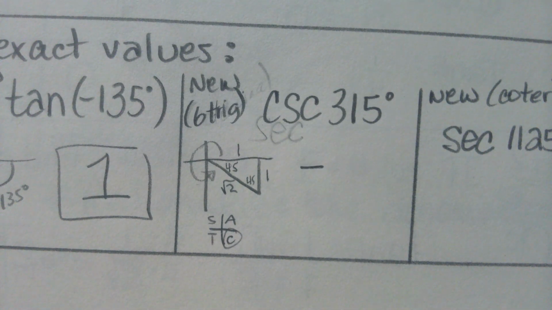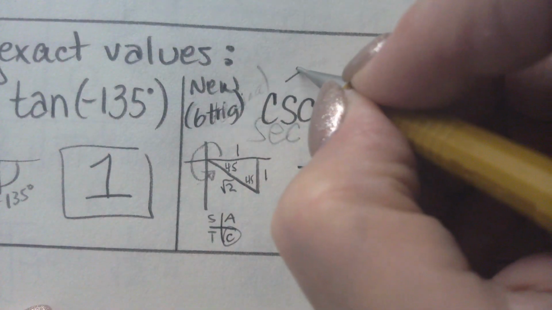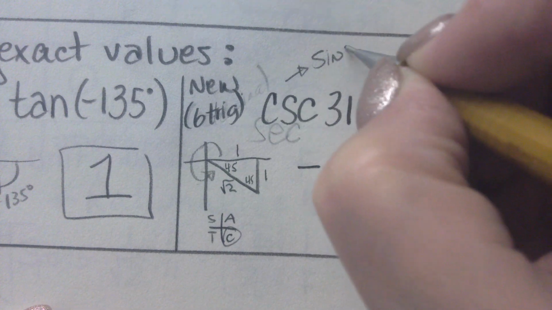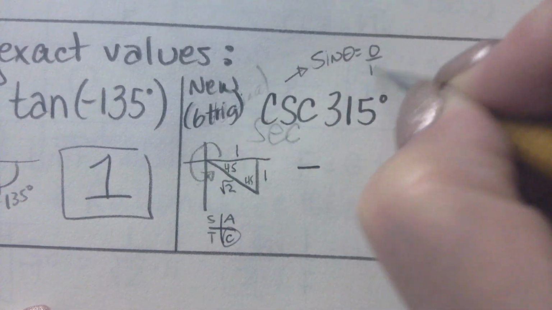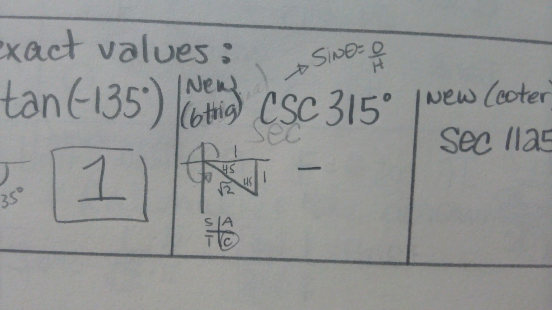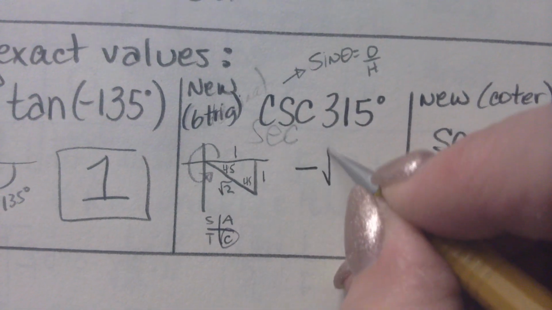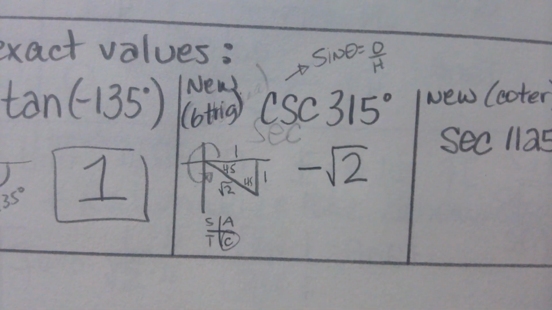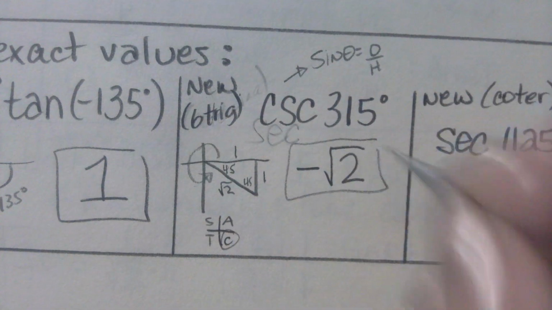And since cosecant is the opposite of sine, and sine theta is equal to opposite over hypotenuse, I'm looking for, right, hypotenuse over opposite. So hypotenuse, 2 over 1, do I need the 1? No, done.